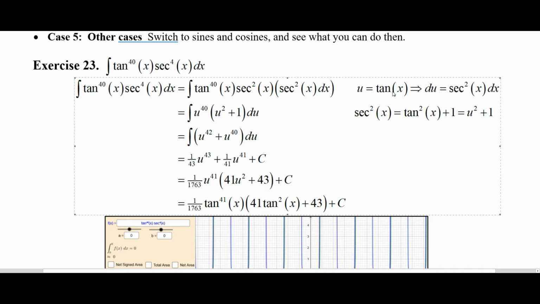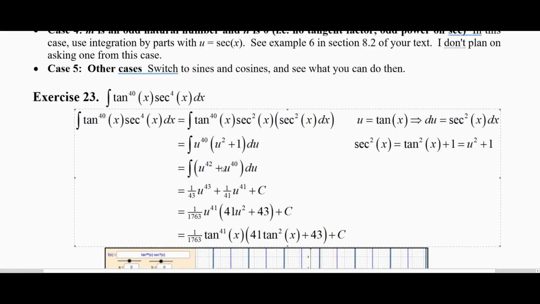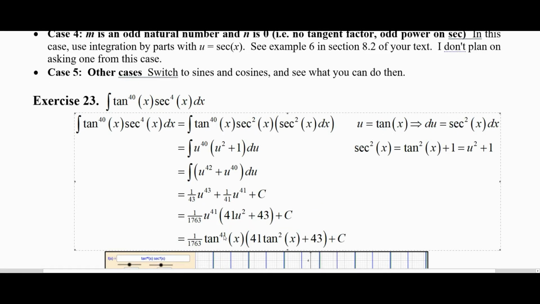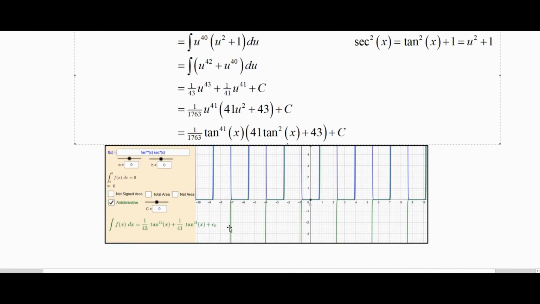Let's go ahead and change back to tangents, back to x, where u is tangent of x. So this is tangent of x to the 41st power times the quantity 41 tan square of x plus 43, close parentheses, and plus c. So that's our final answer.